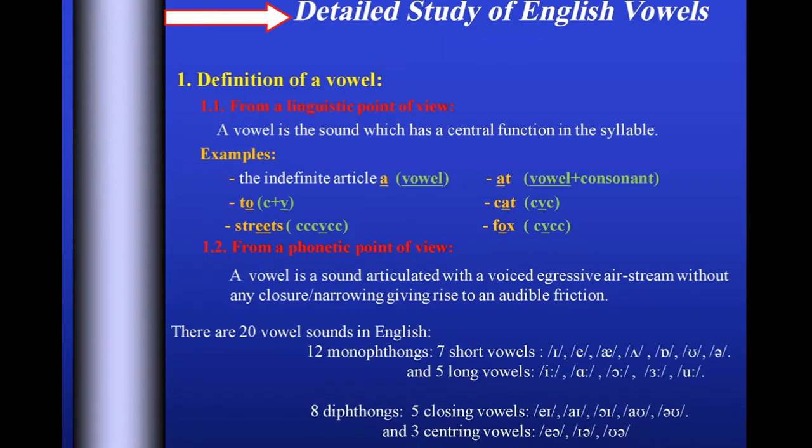So let's define what a vowel is. Since we deal with linguistics and phonetics, let's define the vowel from a linguistic point of view and a phonetic point of view. In a brief definition, a vowel is the sound which has a central function in the syllable. For example, we can find a vowel alone, like in A or I. It could be surrounded by consonants either before the vowel or after the vowel.